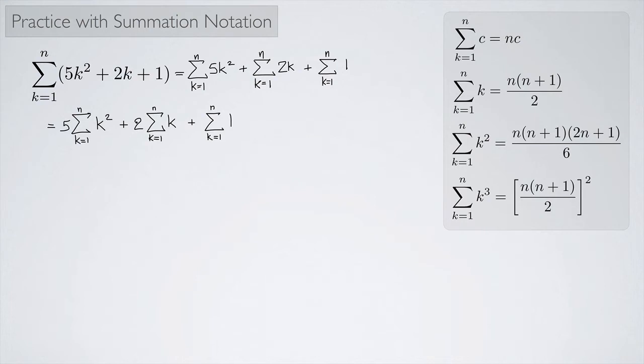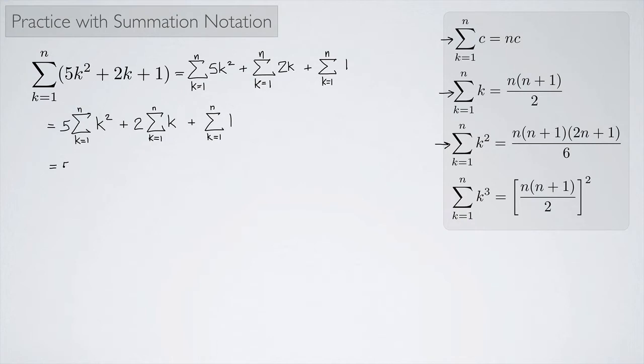Okay. Now I can use these formulas on the side here. So I have a k squared, that's going to be this one right here. And I have a k, that's going to be this one right here. And then I have a constant, that's going to be that one right there. So those are the three formulas I'm going to use.